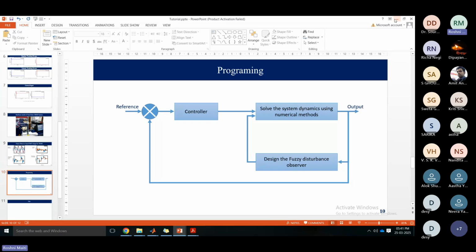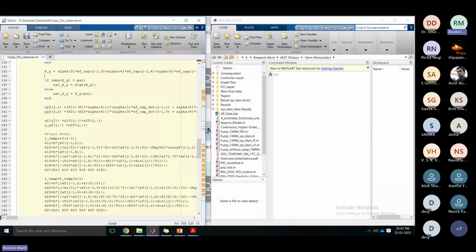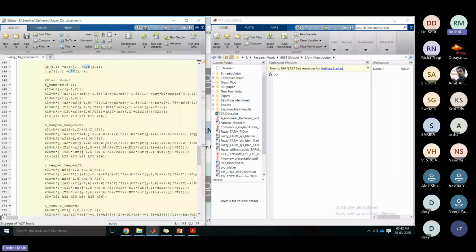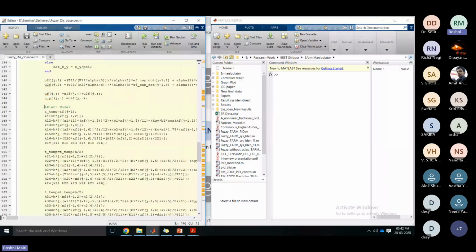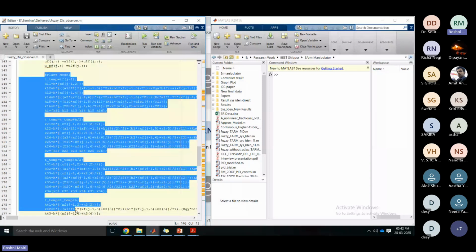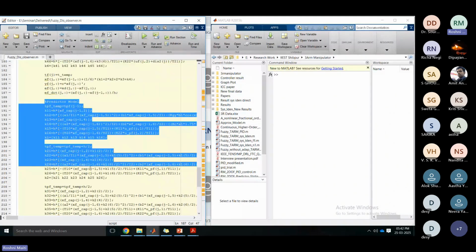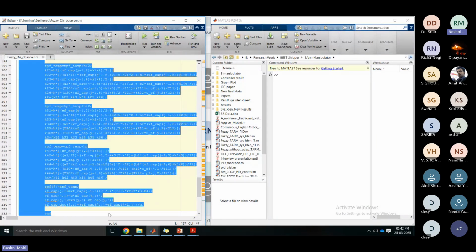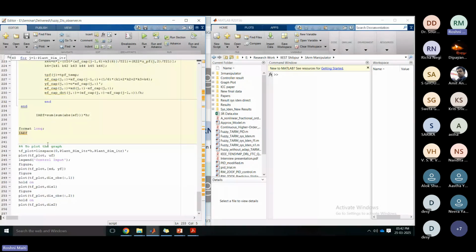After the observer, we also need the controller, and here I have used the sliding mode control. I have designed one sliding mode control surface for pitch, another sliding mode control surface I have taken for yaw, and ultimately I have designed the sliding mode controller for this. This overall system is my plant model, which I have solved by using RK method. And this one is my observer model, which again I have solved by using the RK method. And ultimately I am getting my output here, which I have plotted here.